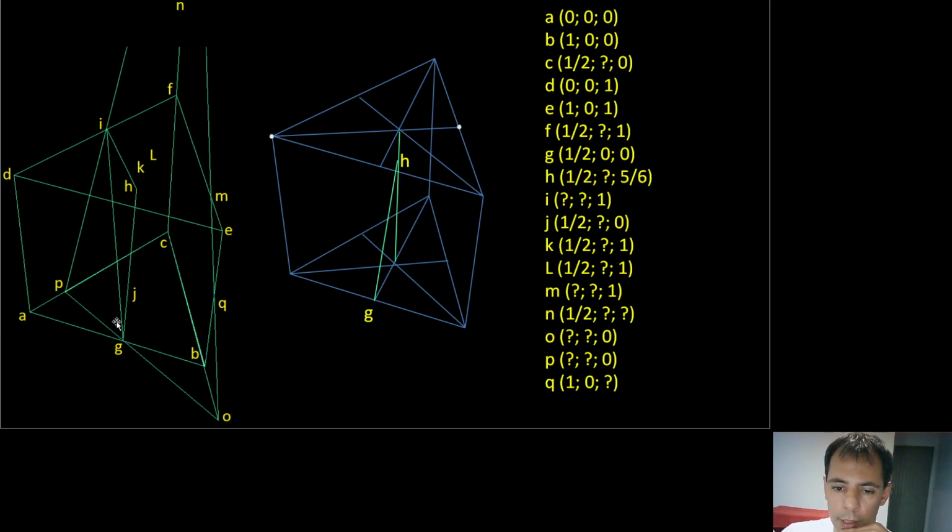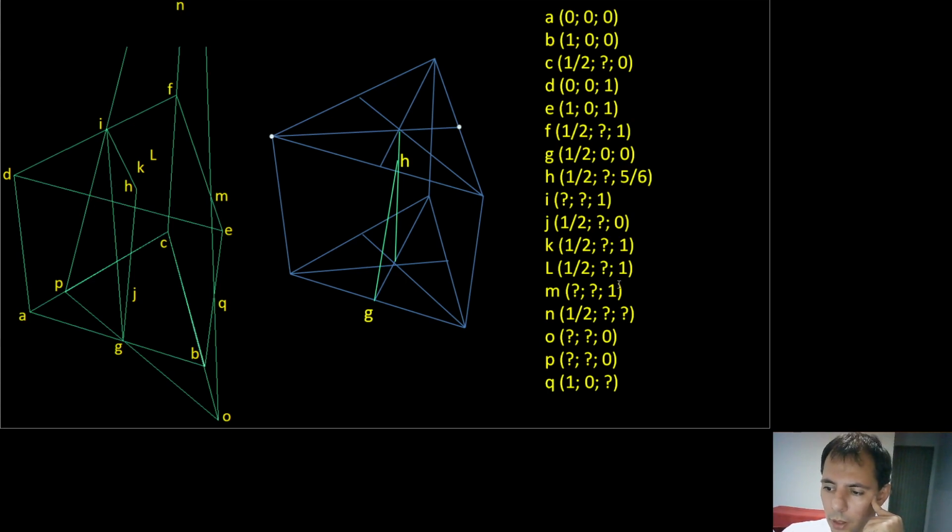L is going to be, you see, if you follow this vector from G to H, at one point, if you keep following this vector it's going to cross the top of the prism, and it crosses at this point L. So all we know for now is that it's half, because from G to H you're not changing the X coordinate, so L is going to have half too for X, and it'll be 1 for the Z. And the question mark in here is because we don't know how long in Y it's going to be.